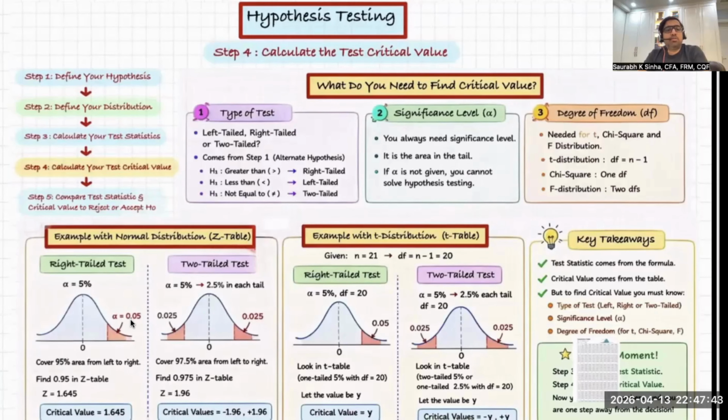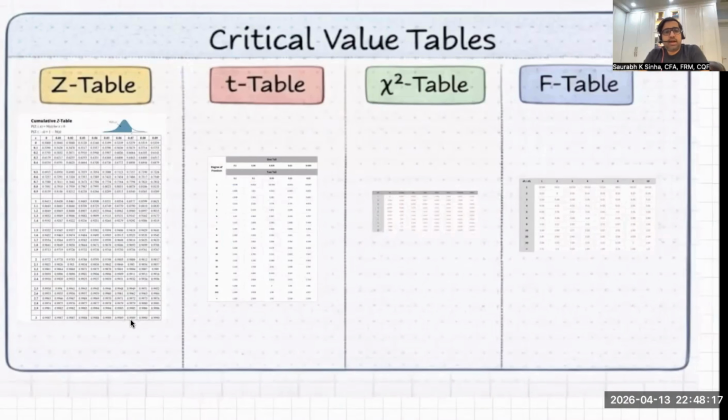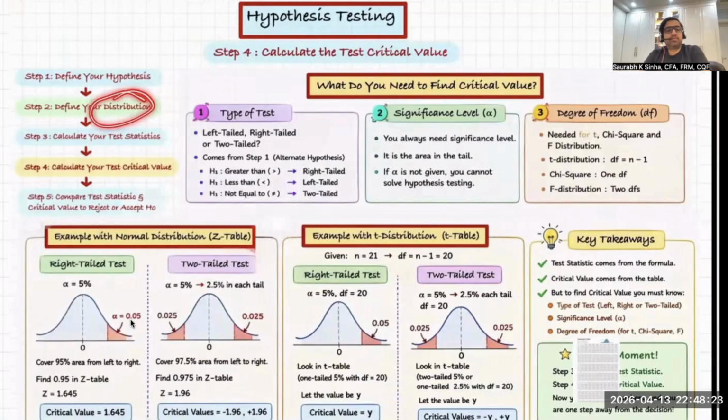Now today we'll discuss step 4. Step 4 comes from a table. If you're using normal distribution, you will use a Z table. If you're using T distribution, use T table. Whichever distribution you decided in step 2, you choose that table: chi-square distribution, chi-square table; F distribution, F table. So the rule of thumb is to find the critical value, look into the tables, depending upon what distribution you have chosen in step 2.